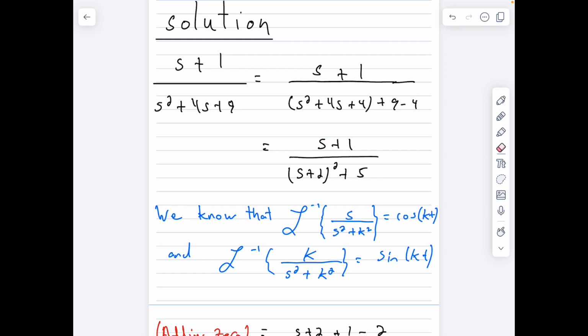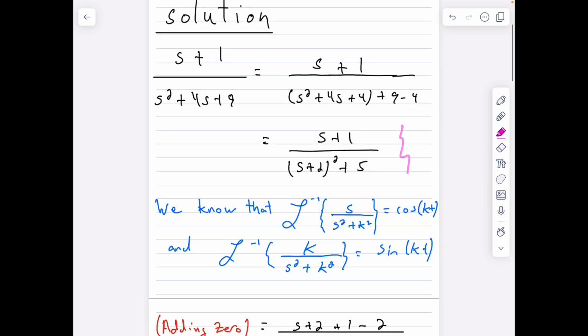The way it works is you look at it and say, I know the Laplace inverse of s over s squared plus k squared is cosine kt, and the Laplace inverse of k over s squared plus k squared equals sine kt. But that's it. Can I work from there? And you can. Here's how this works. I'm going to transform that expression, s plus 1 over s plus 2 squared plus 5, to look a little more like what I have in blue.